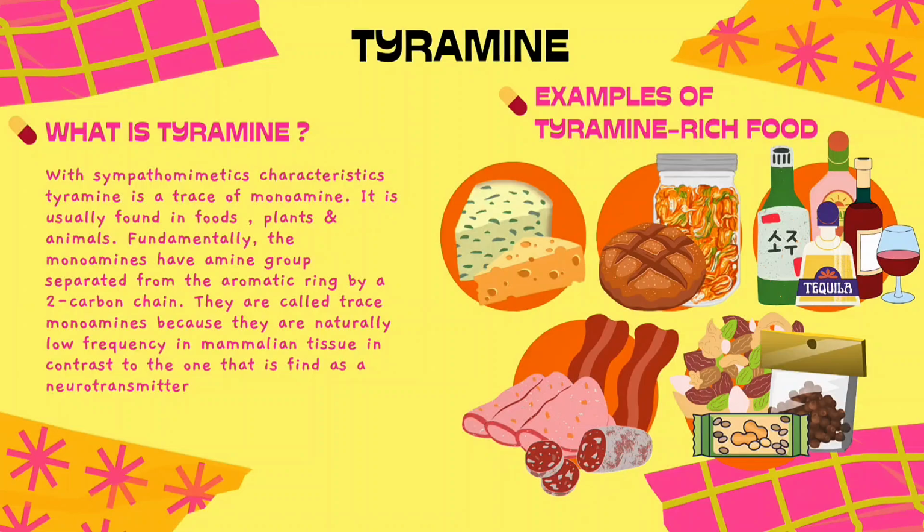Fundamentally, monoamines have amine groups separated from the aromatic ring by a 2-carbon chain. They are called trace monoamines because they are naturally low in frequency in mammalian tissue, in contrast to the ones found in neurotransmitters. Examples of tyramine-rich food are cheese, sourdough bread, kimchi, anything fermented, alcohol, processed meat, and nuts.